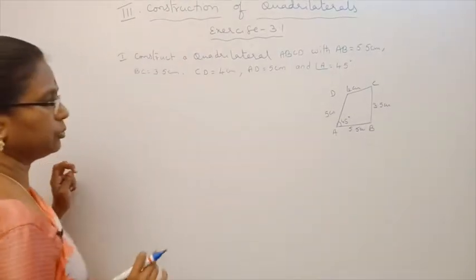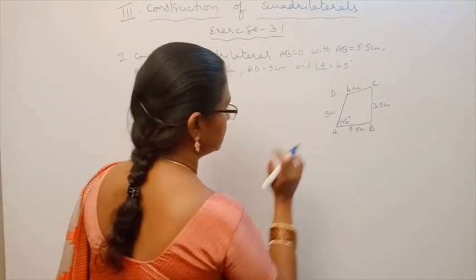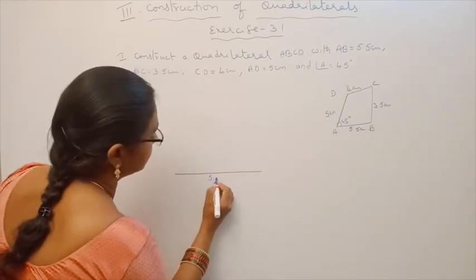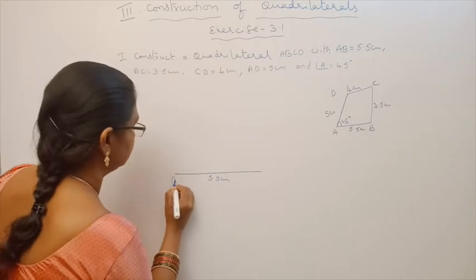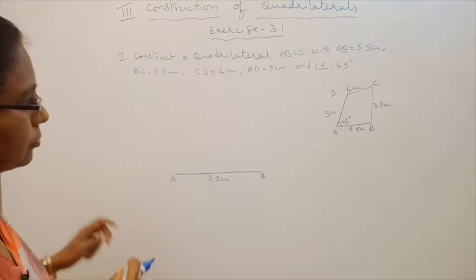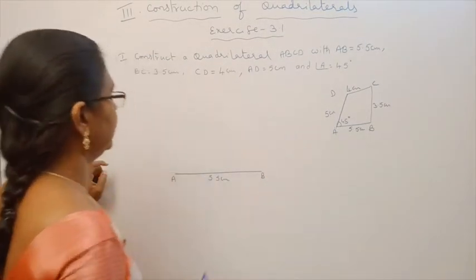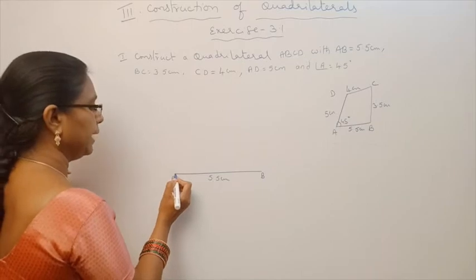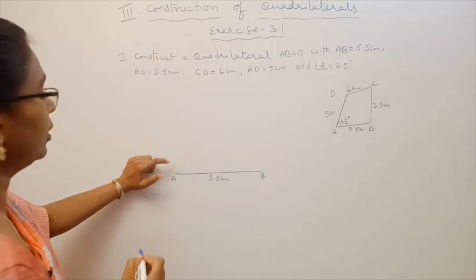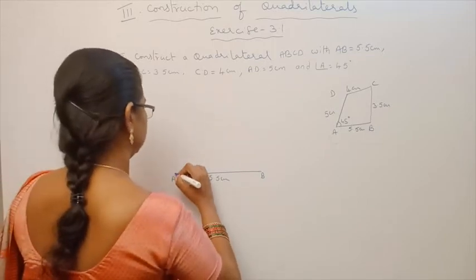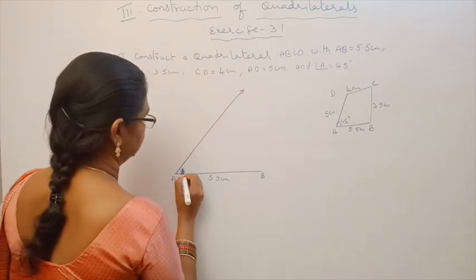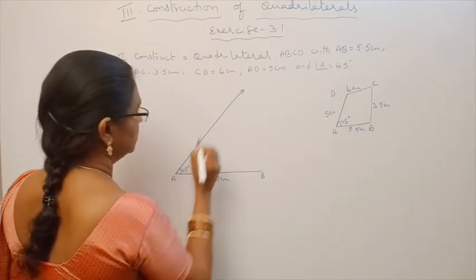Now first we have to draw line segment AB, 5.5 centimeter. Then angle A 45 degrees. Take a protractor and keep it at A. Take A as center and draw a 45 degree ray. That is AX.